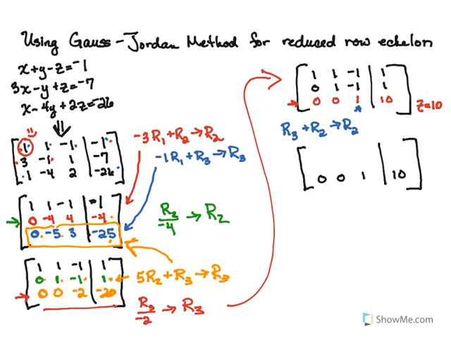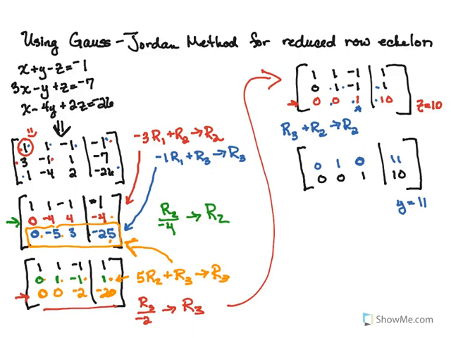So this new row 2 is going to be 0 plus 0, well that's 0, and 0 plus 1, well that's 1, but then 1 plus a negative 1, well that's 0, and then 10 plus 1, that gives me 11. And again, I'm really happy now because now I know y is 11.